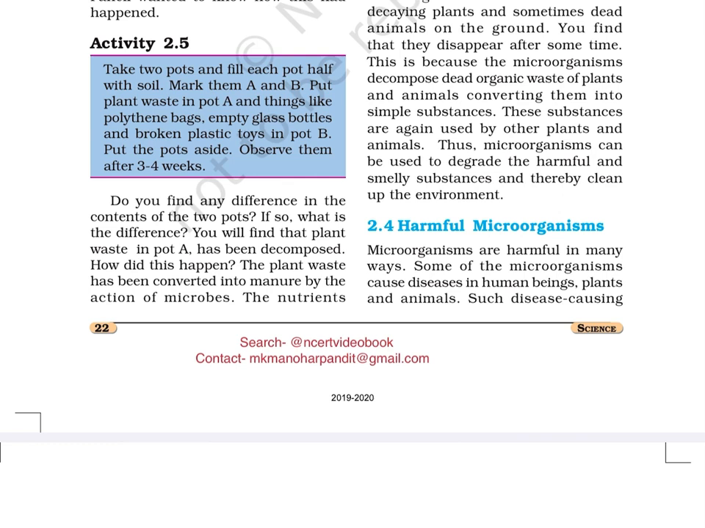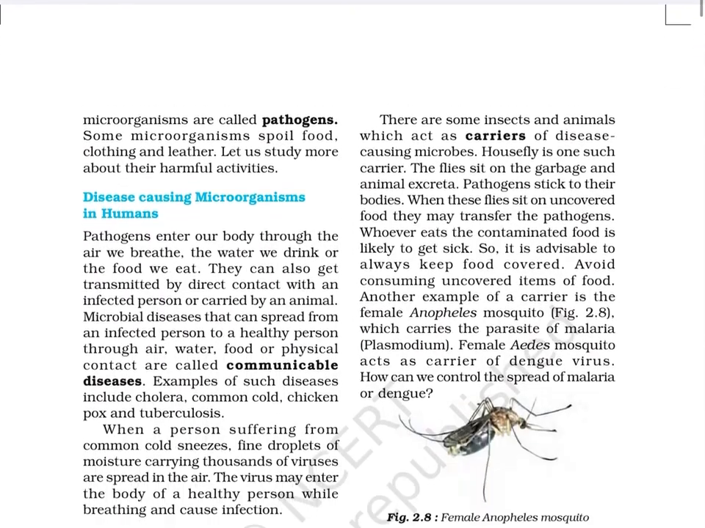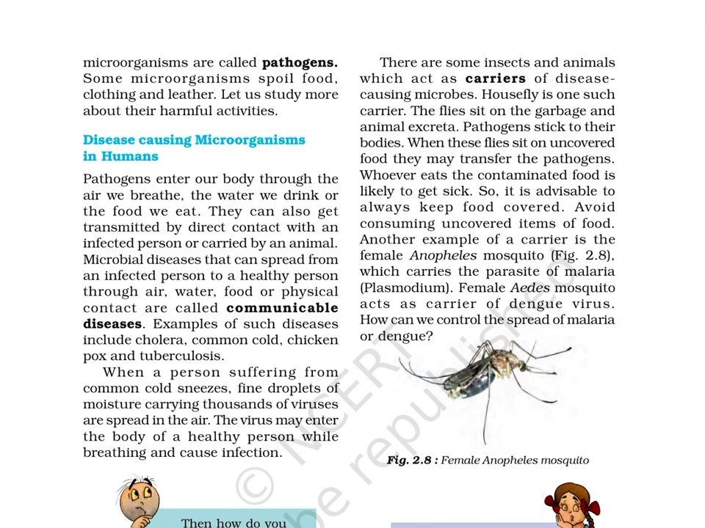2.4 Harmful microorganisms. Microorganisms are harmful in many ways. Some of the microorganisms cause diseases in human beings, plants, and animals. Page 23. Such disease-causing microorganisms are called pathogens. Some microorganisms spoil food, clothing, and leather. Let us study more about their harmful activities.